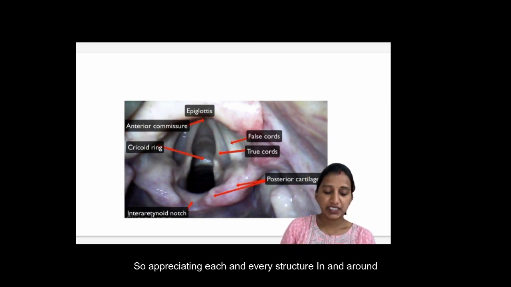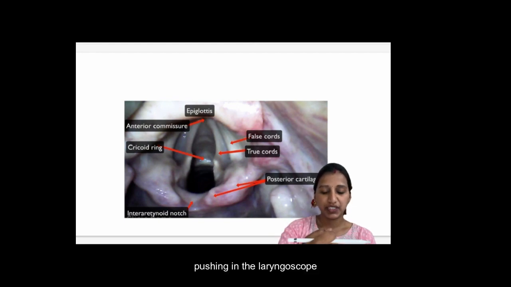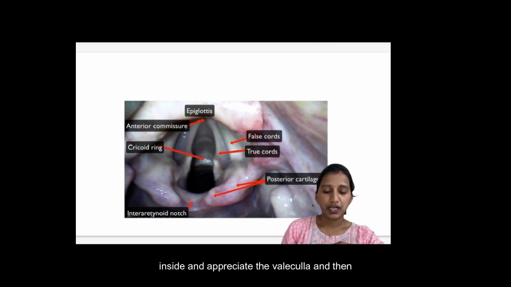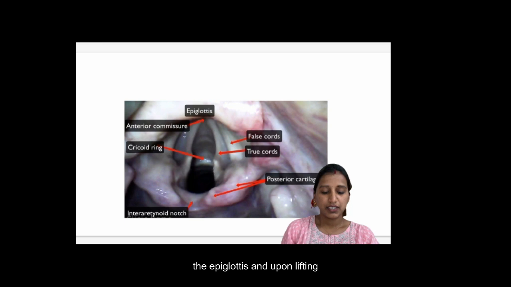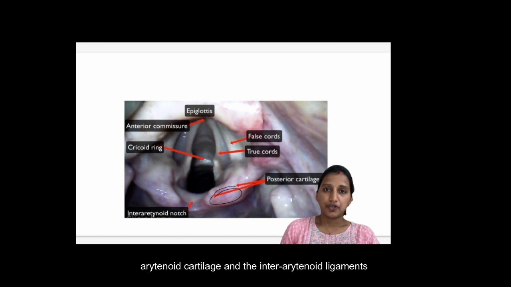So appreciating each and every structure in and around the glottic opening is very important. While performing, we have to go very slowly with the laryngoscope rather than just pushing the laryngoscope inside. First, we should be able to push the tongue and go inside and appreciate the vallecula and then the epiglottis. And upon lifting the epiglottis, we'll be able to appreciate the vocal cords. We should even be able to appreciate the posterior structures like the arytenoid cartilage and the interarytenoid ligaments as well.